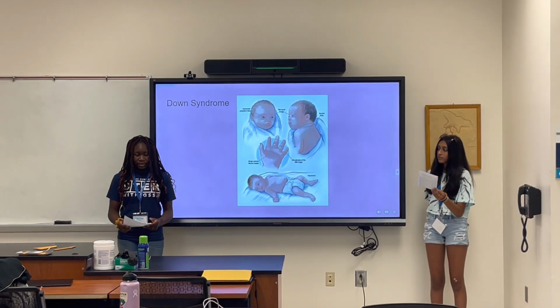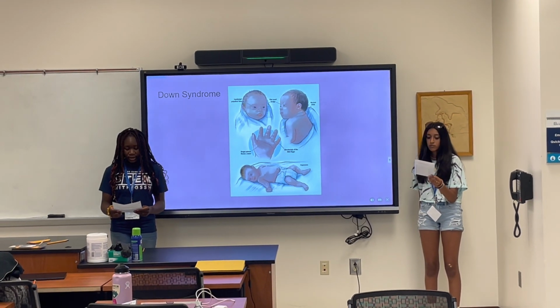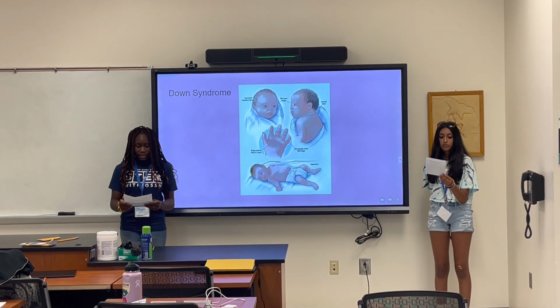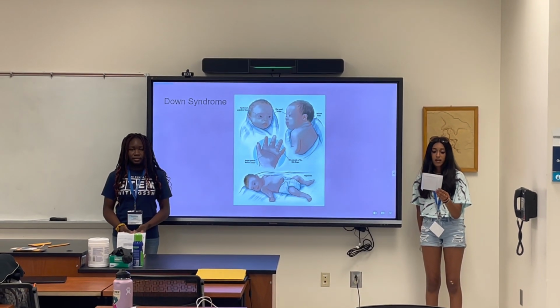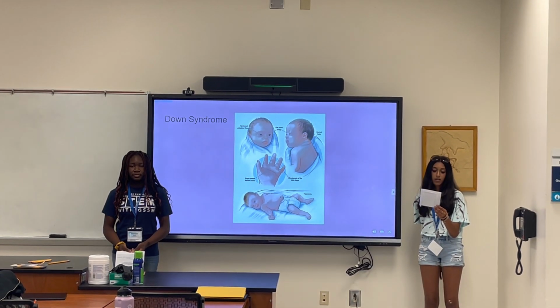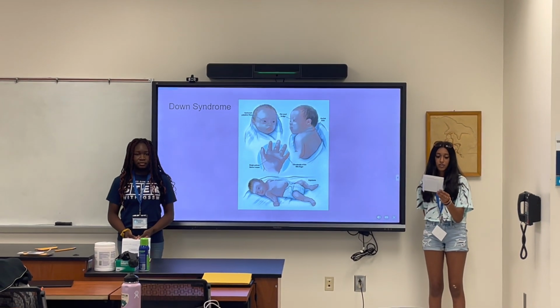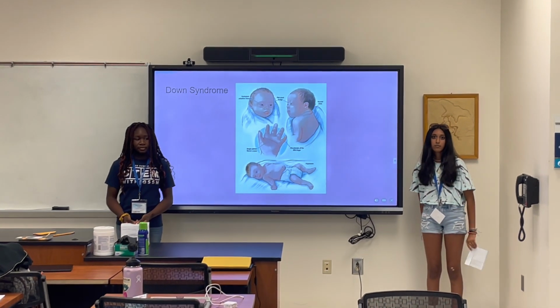Some symptoms of Down syndrome include a small head, small hands and feet, upward slanting eyelids, and heart defects. Some other symptoms are a flattened face, less muscle tone as a baby, palpebral fissures, and a protruding tongue.